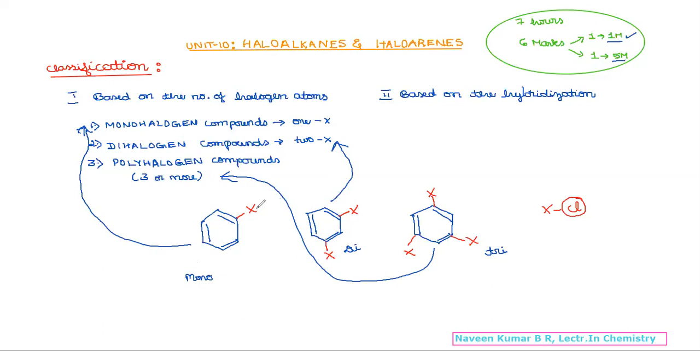So if it is Cl, it will be chlorobenzene. So this will be 1,3 dichlorobenzene. This will be 1,3,5 trichlorobenzene. So this will be the simple first classification of the compounds, based on the number of halogen atoms present in them. So they are called monohalogen compounds, dihalogen compounds, or polyhalogen compounds.